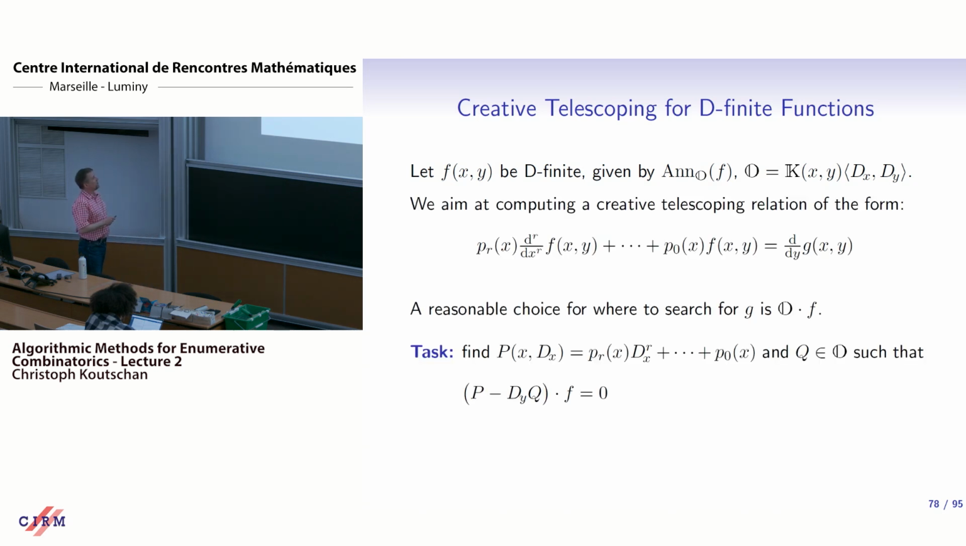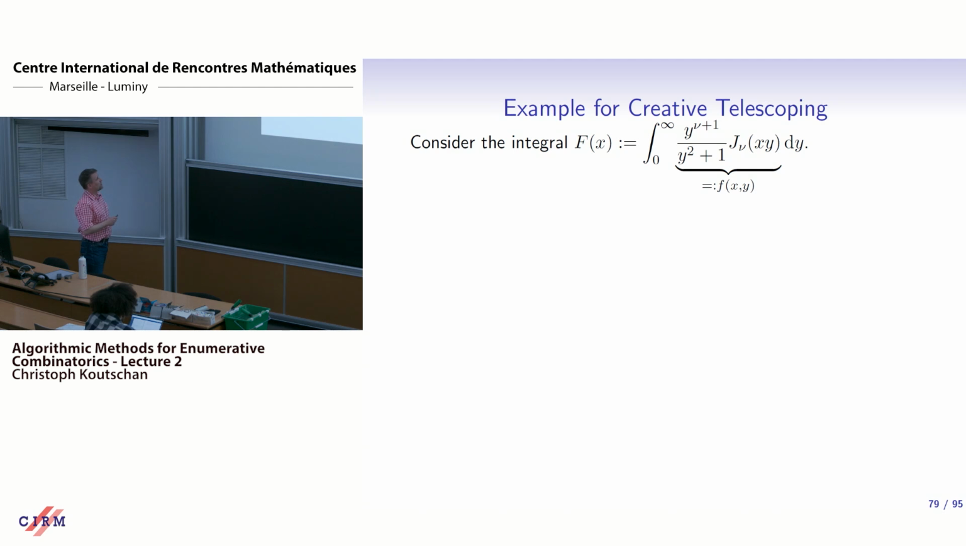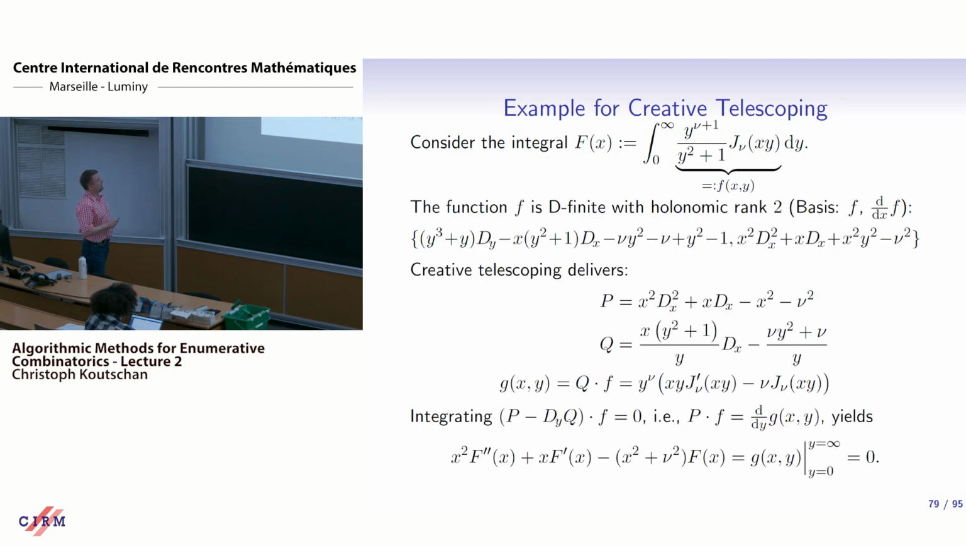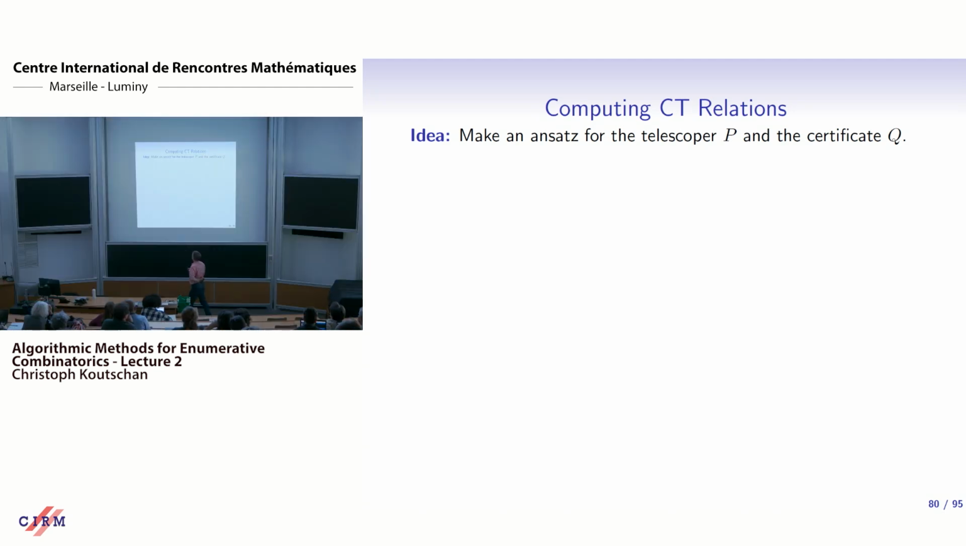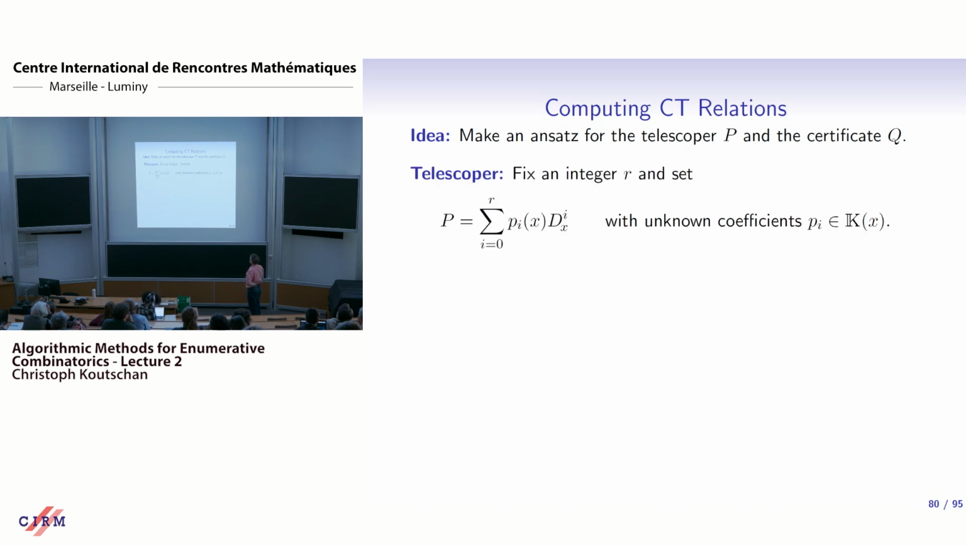This is the same thing in the differential case. And this example is actually not so interesting. So how do we compute it? As I said, we make an ansatz. This operator P is called the telescoper, and the Q is called the certificate.